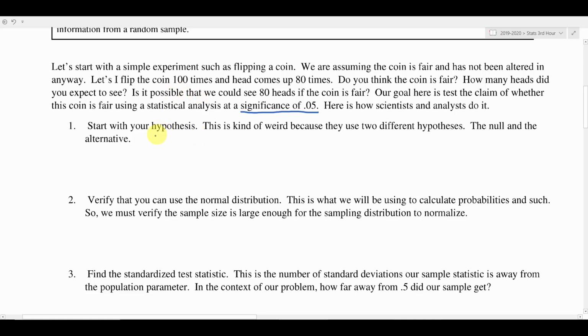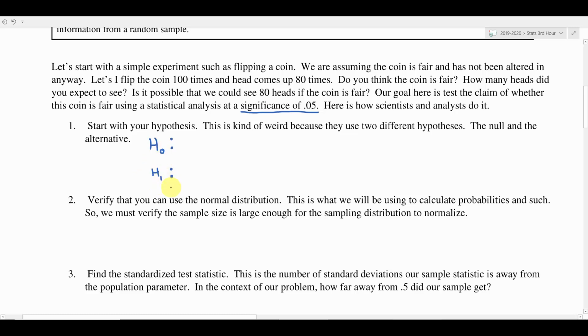So, the notation here. We're going to say H with a little zero. They call that a naught. I know, kind of weird, but that's what they call it. So H naught, or what we call the null hypothesis. And then there is H with a little one. They call this the alternate hypothesis. So it's kind of like you have a zero and a one.